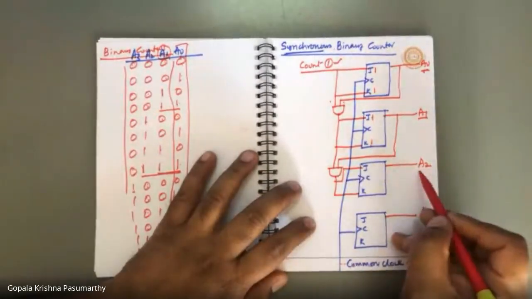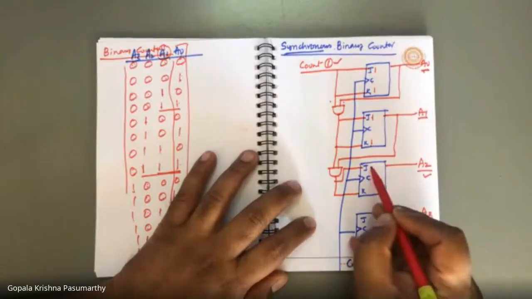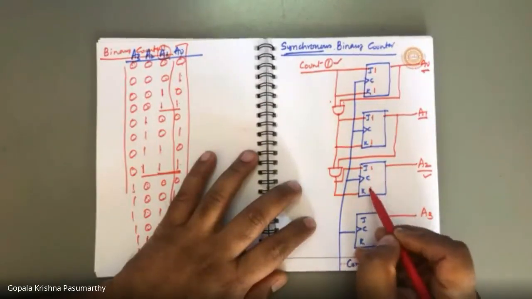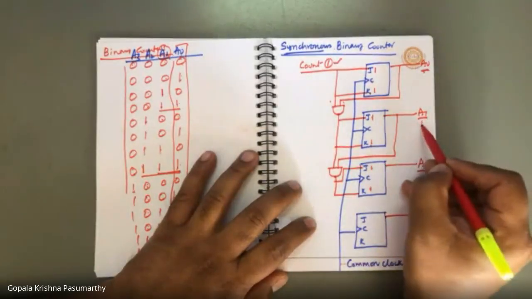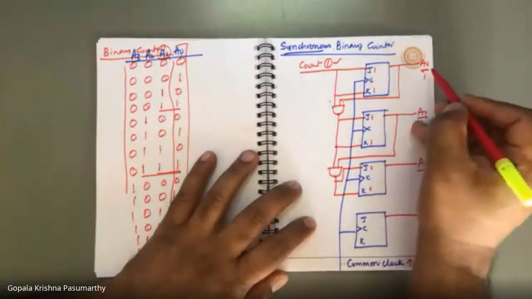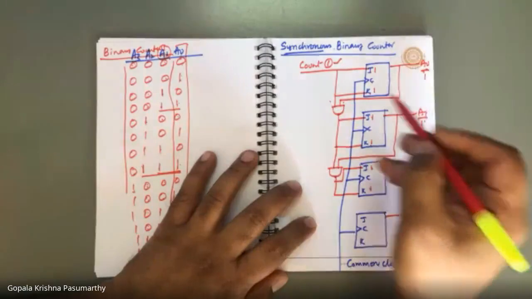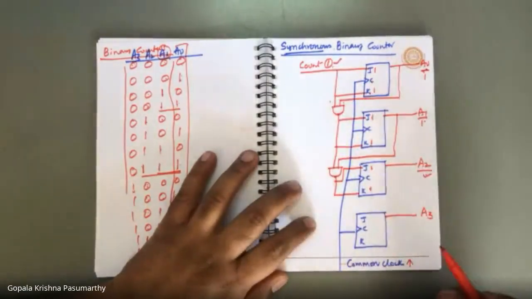See, this flip-flop A2 complements when J is 1, K is 1. J and K become 1 and 1 if this AND gate is 1. This AND gate is 1 when A1 is 1 and when A0 is 1 and count is 1. Then A2 complements.